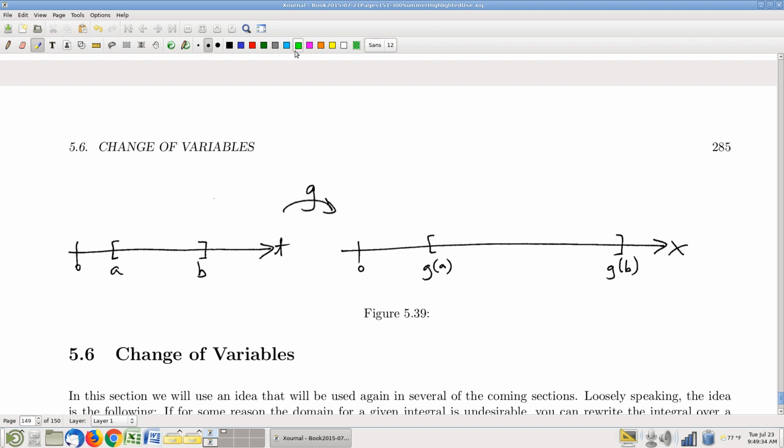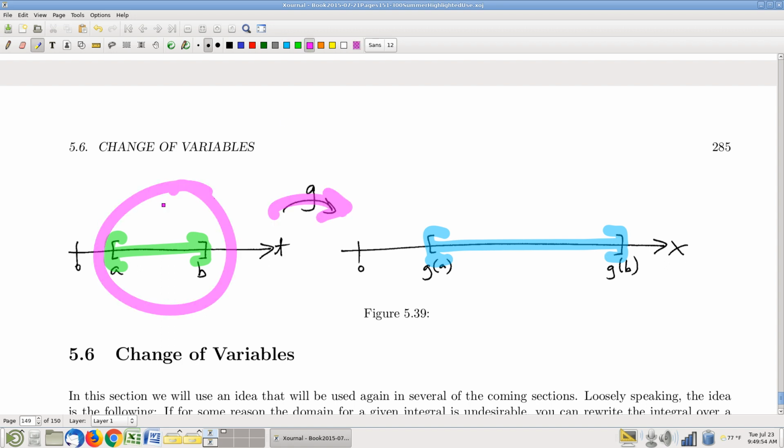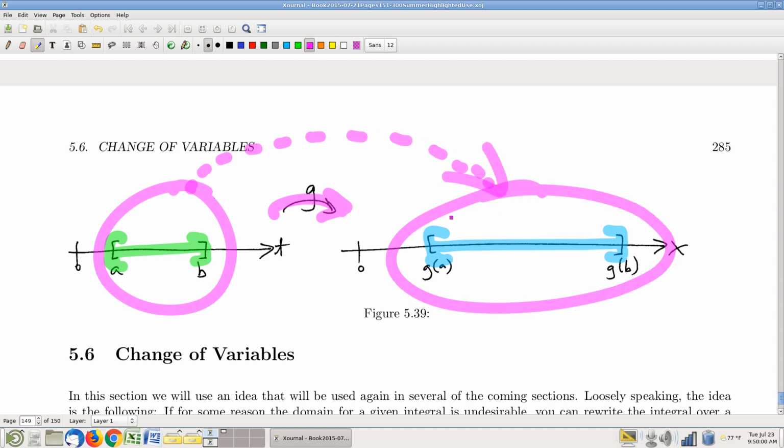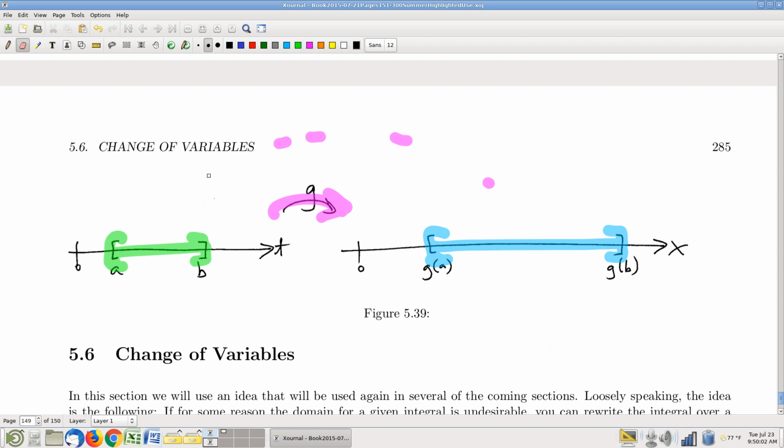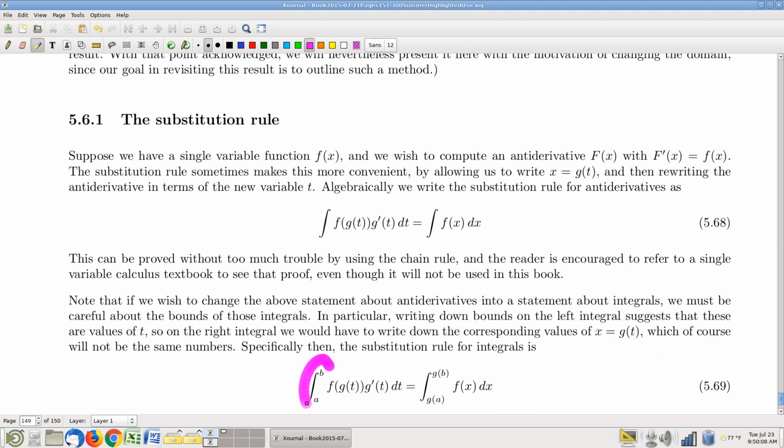The interval from A to B on the t-axis, its image is the interval from g of A to g of B on the x-axis. So I want to think of this literally as the function g is picking up stuff that's over here, and it is then depositing it over here. Okay. All right. Which, by the way, results in, you can kind of see how that would connect anyway, with these bounds being different and in the way that they are. Okay. All right, now a little bit more precisely.